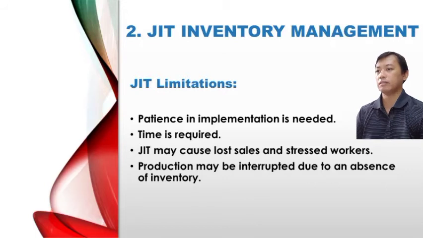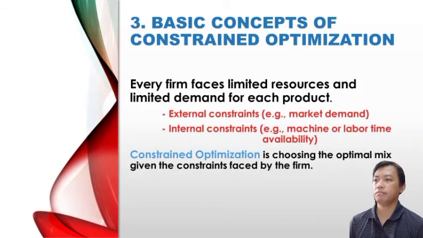Number 3, basic concepts of constraint optimization. Every firm faces limited resources and limited demand for each product. Meaning to say, it is scarcity, which in economics refers to when the demand for a resource is greater than the supply of that resource. As resources are limited, scarcity results in consumers having to make decisions on how best to allocate resources in order to satisfy all basic needs and as many wants as possible.